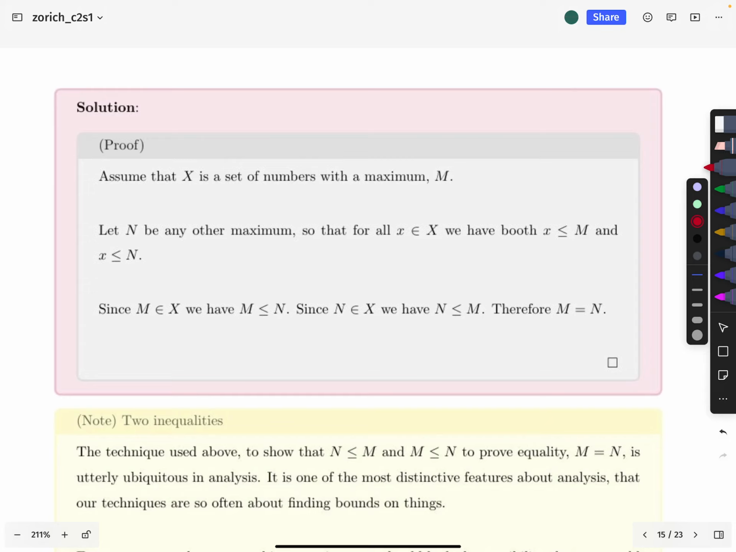Okay, let's assume that X is a set of numbers which has a maximum, and let's call that maximum M. Now, we're trying to prove that M is the unique maximum of X, and so, as we often do when proving uniqueness claims, we will take some other thing that also satisfies the property. In this case, that means let's take some other thing which is a maximum for X.